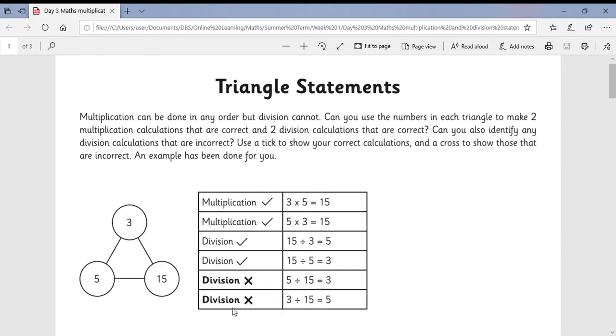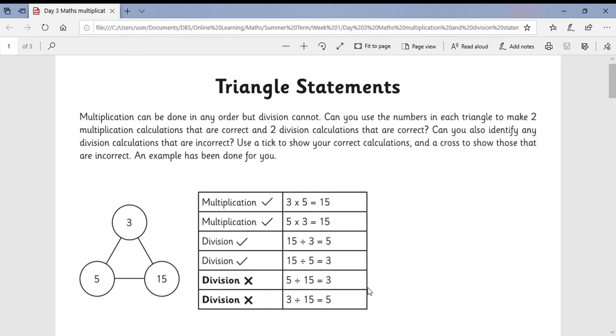Now for our incorrect statements. We can see here straight away that these must be incorrect because in division, we have to start with the total number before we can share it into groups. Over here, he started with 5. So it would be impossible to divide 5 by 15 because we can't split 5 into 15 parts. 15 is too big. The same here. It would be impossible to divide 3 into 15. We can't split 3 into 15 parts. So we know that these are wrong.